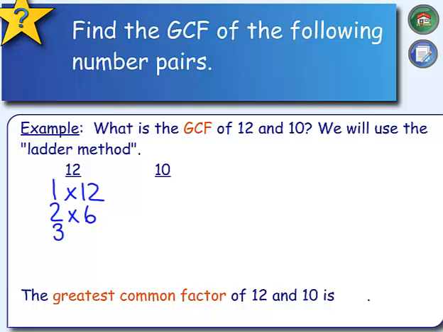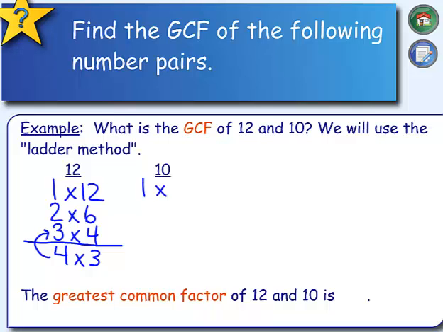And notice 3 would be next. 3 times what is 12? 3 times 4. And if we go to 4, we know that 4 times 3 is 12. Now this is a reverse of 3 times 4, which tells me I'm done. I can draw a line between the two reversed factors, and I know that I have all of the factors of 12.